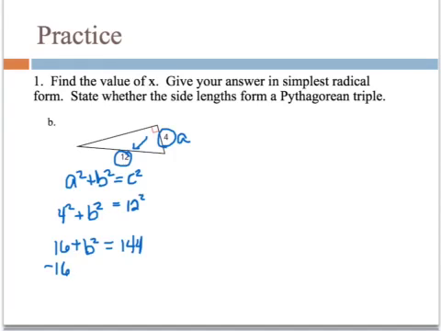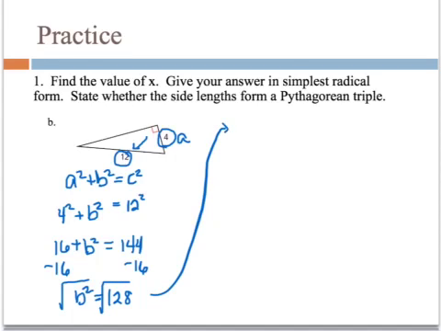So, alright, let's subtract 16 from both sides. And we get b squared equals 128. Now I need to take the square root of both sides. And I'm going to continue this over here. I have b equals the square root of 128. Is 128 a perfect square? No. So you need to find factors of 128.